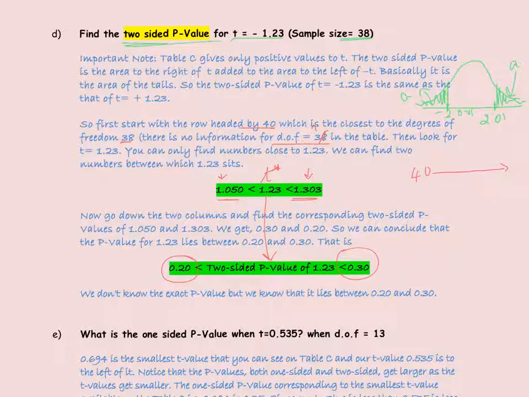So if we have 1.050 here and we have 1.303 here, we go down this column and this column and look for the p-values, that is the one-sided p-values for those two numbers. For 1.050 it's 0.30 and for 1.303 it's 0.20. Notice that this is a smaller number. So the p-value that we need lies between the smaller number 0.20 and the larger number 0.30.